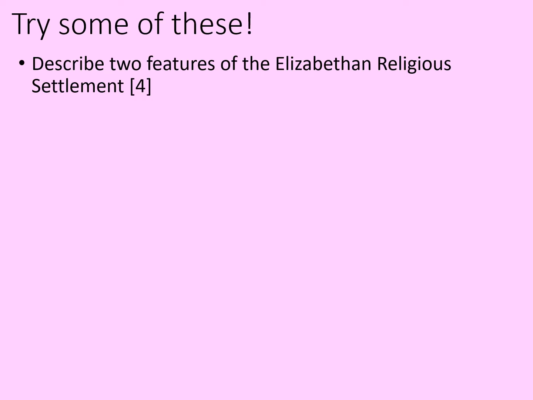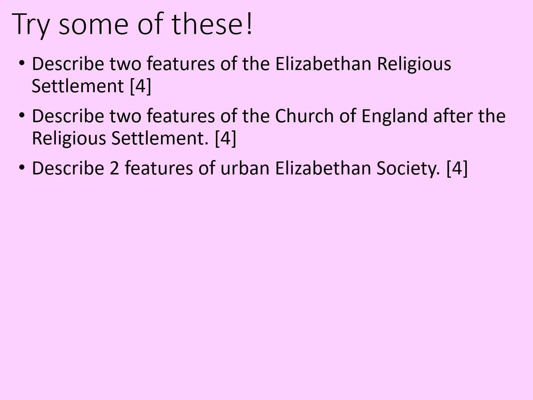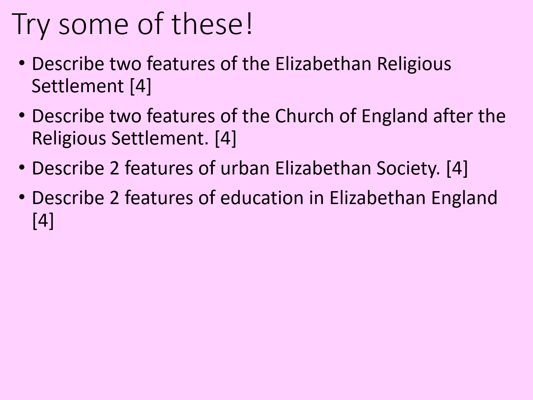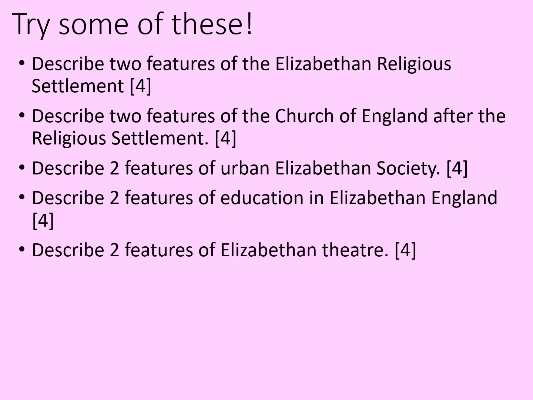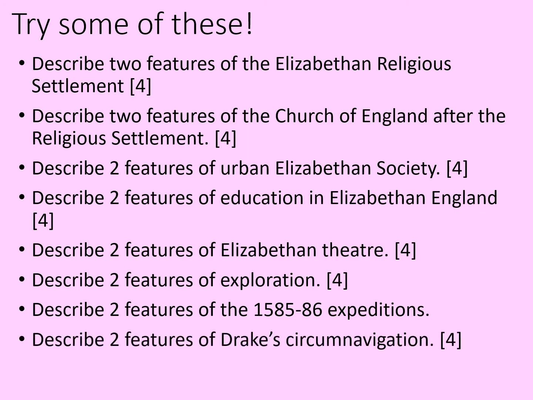These describe questions can be quite good for checking your revision, so try some of these. Describe 2 features of the Elizabethan religious settlement. Describe 2 features of the Church of England after the religious settlement. Describe 2 features of urban Elizabethan society. Describe 2 features of education in Elizabethan England. Describe 2 features of Elizabethan theatre. Describe 2 features of exploration. Describe 2 features of the 1585 to 86 expeditions. Describe 2 features of Drake's circumnavigation. You can come up with these yourself dead easy.